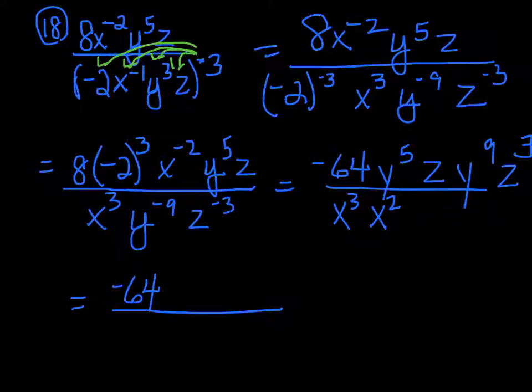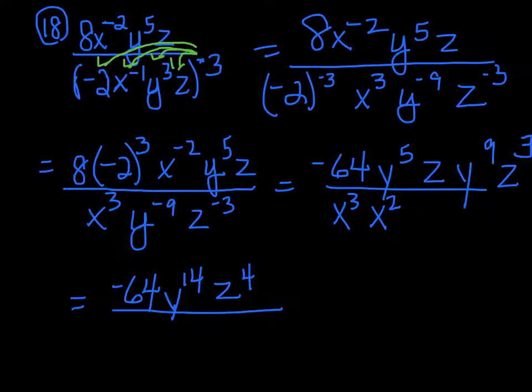Okay, let's just deal with the numerator first. So I have y to the 5th, and I have y to the 9th. Okay, so if we look at that, you'll see that that's going to give us y to the 14th. So let's write that y to the 14th. Okay, now let's look at the z's. We have z to the 1st, and we have z to the 3rd. So when we add those, we're going to end up with z to the 4th in the numerator.